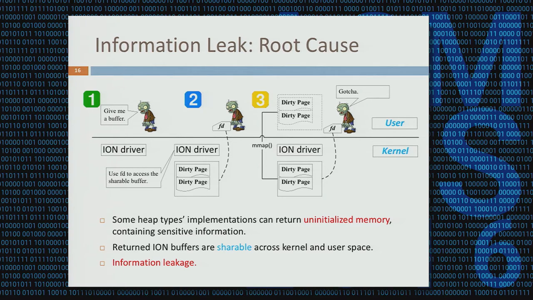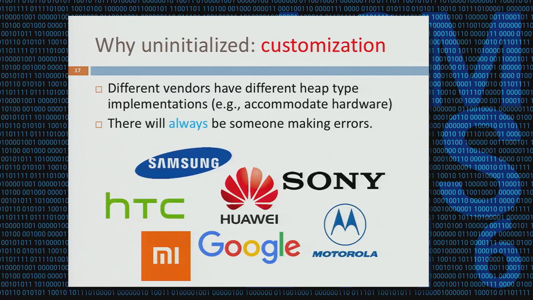You may wonder why there would be dirty pages in the ION buffer. There are some reasons for that. One reason is customization. We have said that there are many different vendors, and they may have their own customization of the ION system. So there will always be someone who makes errors, and there will always be some vendors who forget to zero the buffer. And this can cause problems.